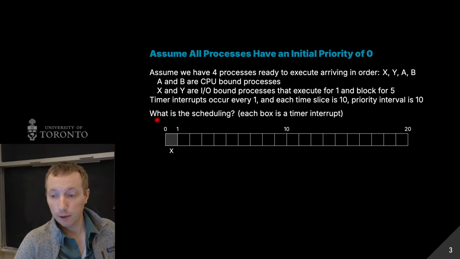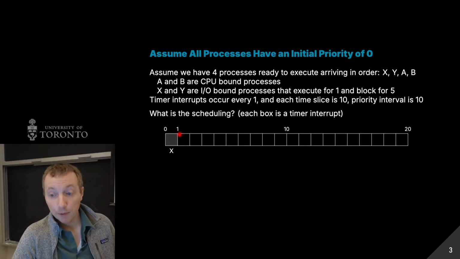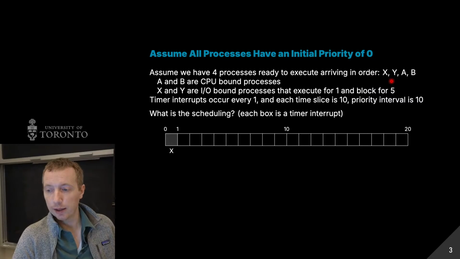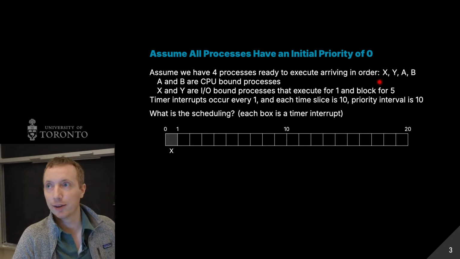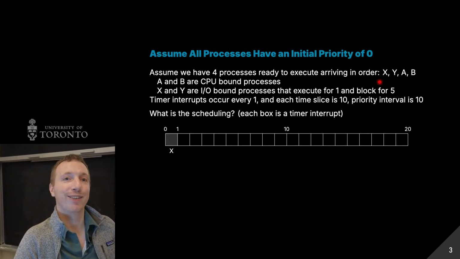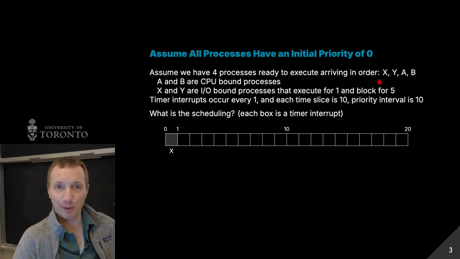So it won't be able to run again until this time right here at 6. So now, if we can't run X anymore, and these are the arrival order and they all have the same priority, what do we run next? Yeah, Y, right? We just run Y.